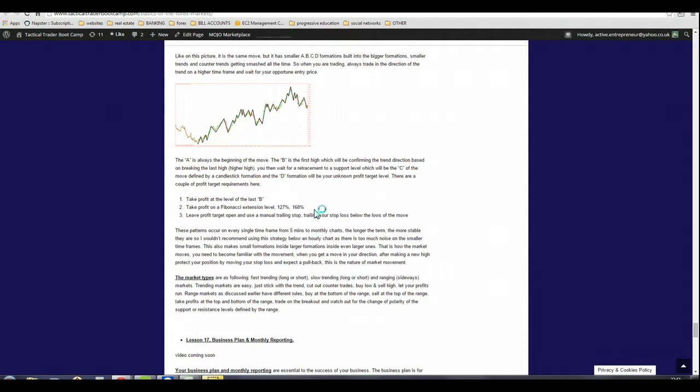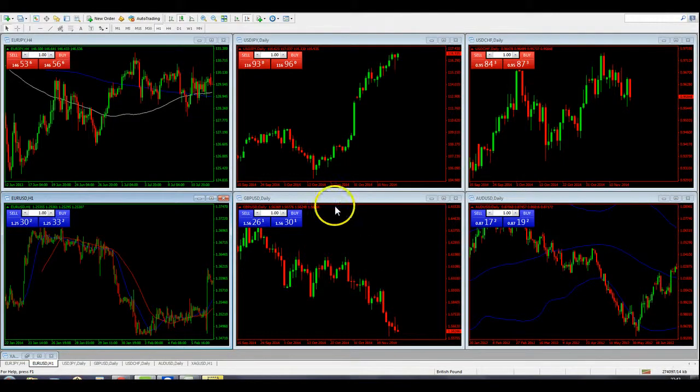Range markets, as discussed earlier, have different rules. Buy at the bottom of the range and sell at the top of the range. Take profits at the top and the bottom of the range as well. Trade on the breakout and watch out for change of polarity on the support or resistance levels defined by the range. I'm sure we covered that in a previous video, so I won't go through the change of polarity and ranges, but we'll jump over to the charts just now and have a look at a few market types here.